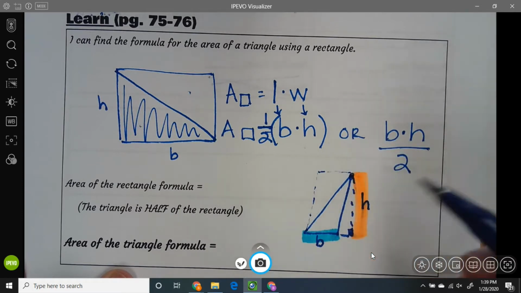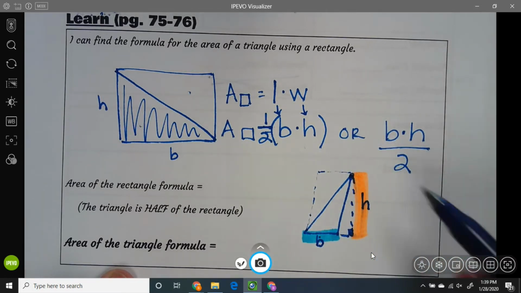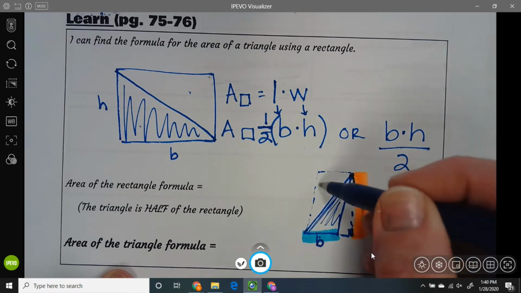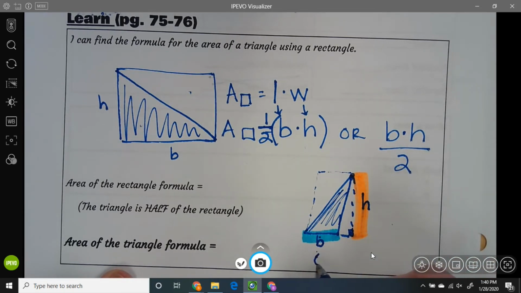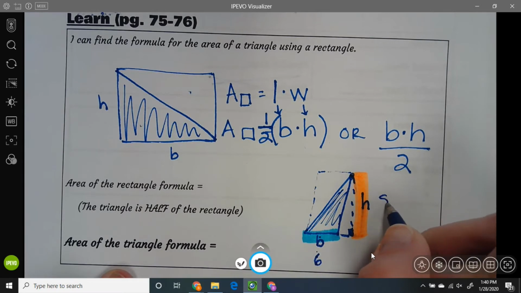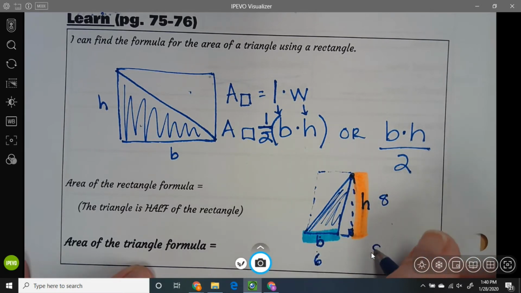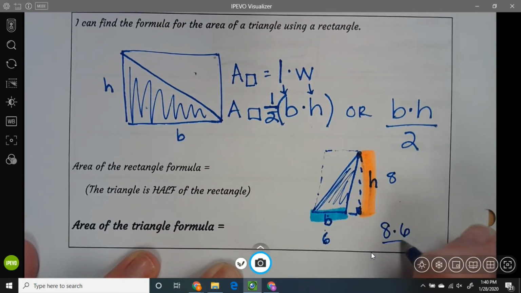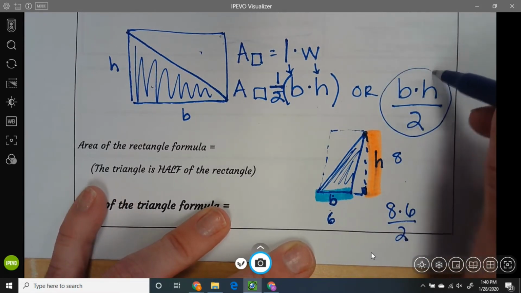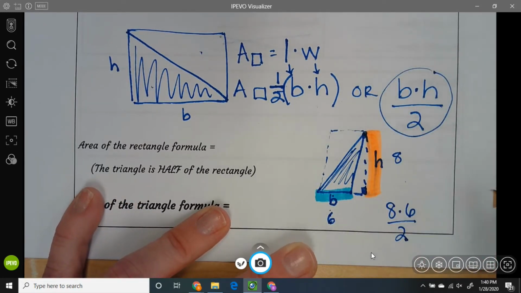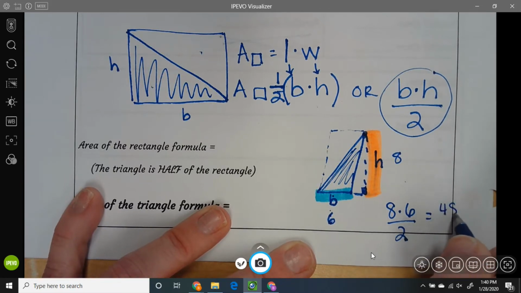which I would have there, and I could say that that is 1/2 of that rectangle that I just drew. So it would be base times height divided by 2. So if I told you this was 6 and this height was 8, I would do 8 times 6 and either times 1/2 or divided by 2. I find lots of students like to use this formula better because they don't end up having to work with fractions. They can just do 48 divided by 2 and get 24.